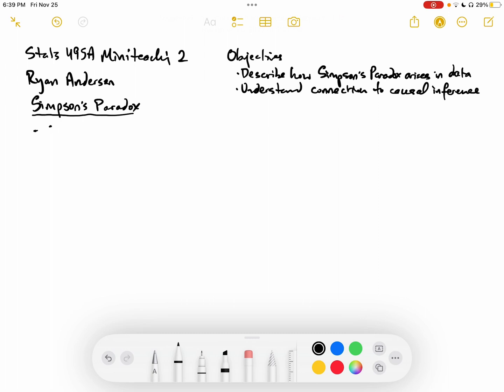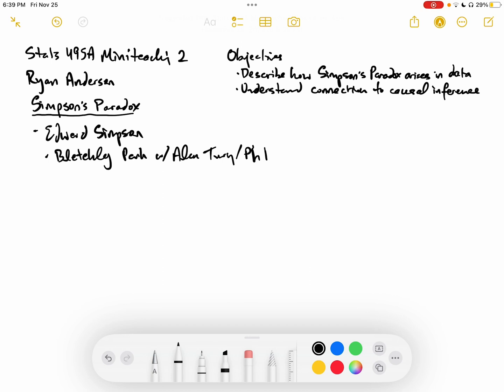Let's start with Edward Simpson, who came up with it in a 1951 paper. He was a Bletchley Park cryptographer with Alan Turing, which is pretty cool, and then got his PhD at Cambridge. So really one of these blue blood English mathematicians or statisticians, PhD, Cambridge stats.